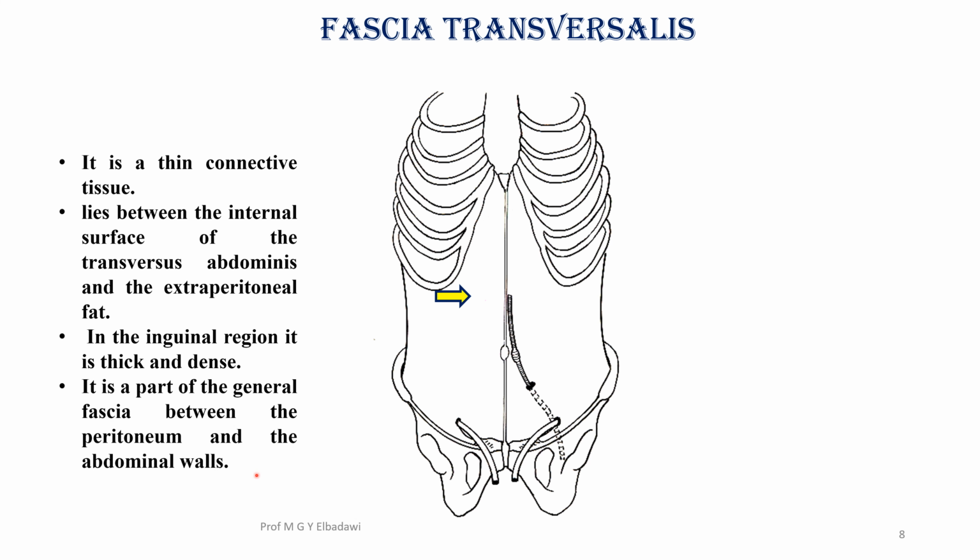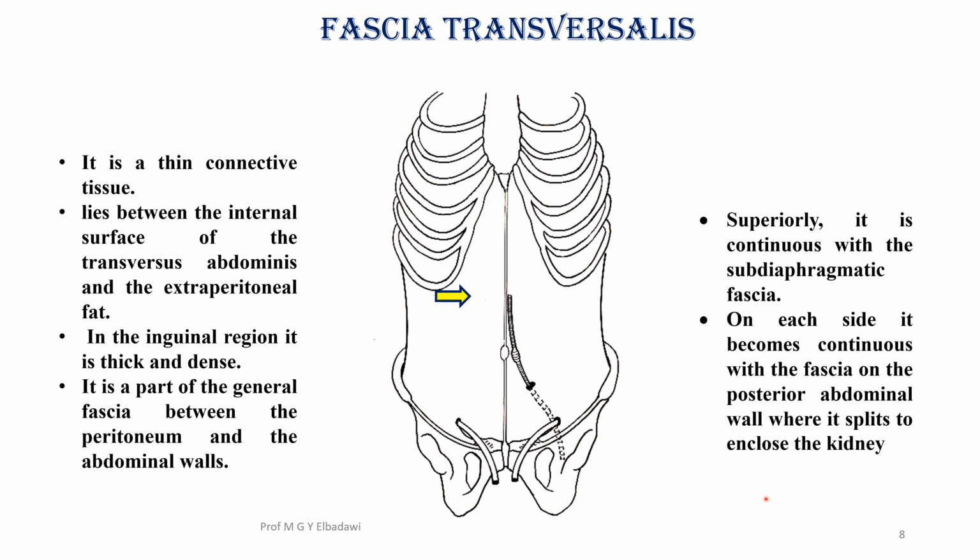It is a part of the general fascia between the peritoneum and the abdominal walls, as we will see when we come to the abdominal cavity. Superiorly, it is continuous with the subdiaphragmatic fascia. On each side, it becomes continuous with the fascia of the posterior abdominal wall, where it will split to enclose the kidney.